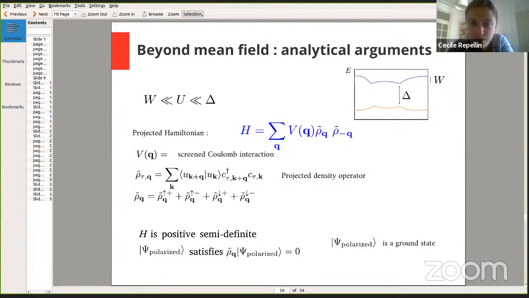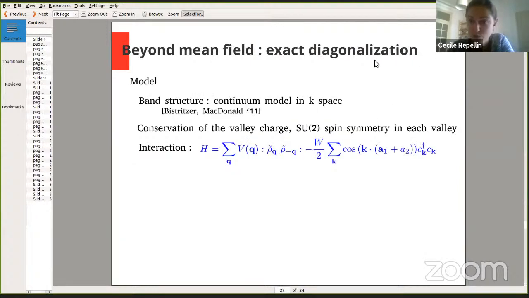For these arguments, I was really relying on the fact that W, the bandwidth, was much smaller than the interaction strength. And if I want to go beyond that, and study the effect of a non-zero bandwidth, and if I want to be quantitative, then I really need to do numerics, which is what we did.